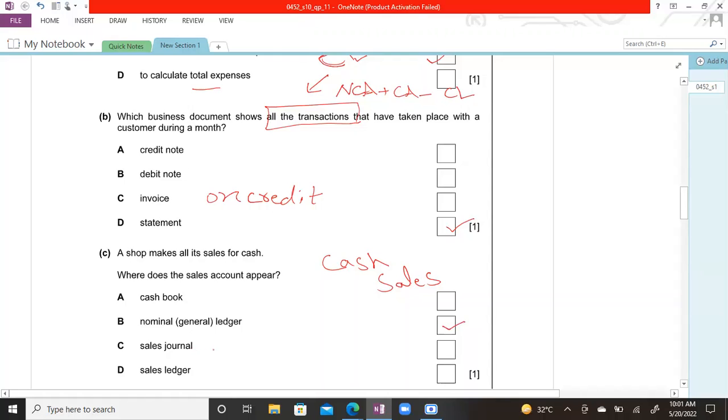Why is the answer not sales journal? Sales journal is recording only the credit sales, and sales ledger is where all the accounts receivable customers' accounts are recorded. So here the right answer is B.